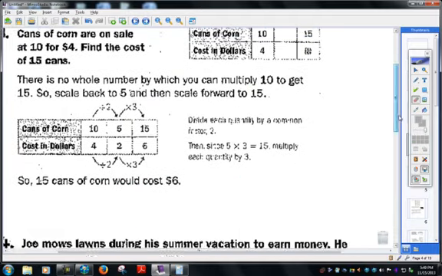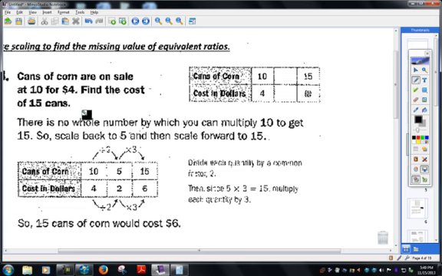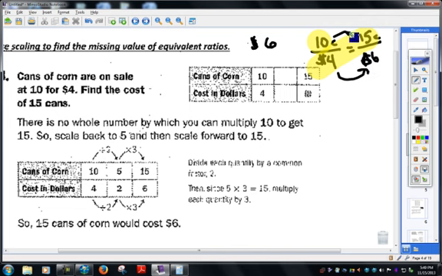Let's go up here and do this one real fast. Okay. Cans of corn are on sale for 10 for $4. There's our ratio: 10 cans for $4. Find the cost of 15 cans. And this is why I told you the cross products way is so much easier, because you don't even have to worry about it. You just line up your labels, cross multiply, and then divide by 10. 4 times 15 is 60. Divide by 10, that's $6. I knew that, but there's not a whole number that multiplies to tell me that.